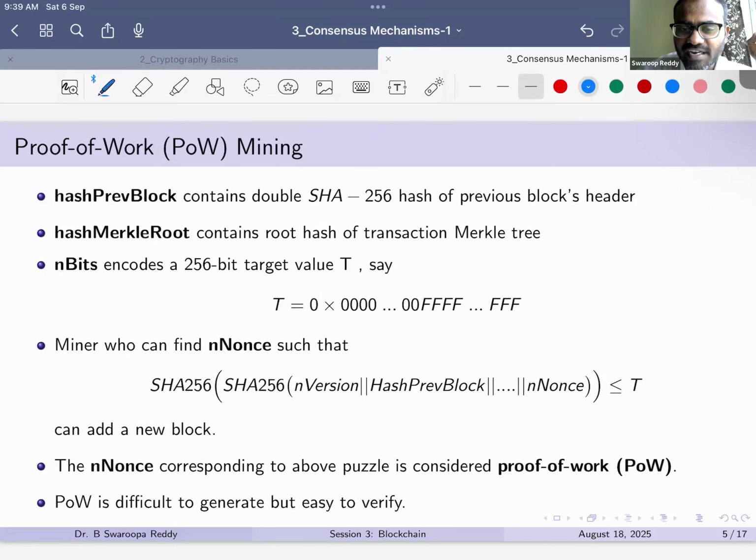That's why it is difficult to generate the nonce value, but verification is very easy. Once I include the computed nonce value in the block, all other members in the network, once they receive my block, can easily verify this condition by computing this double hash using the nonce value which I provided in the block header. So that's why it is difficult to generate but easy to verify. This is a very important concept in the Bitcoin blockchain, called proof of work mining, which is helpful to add a new block to the blockchain.